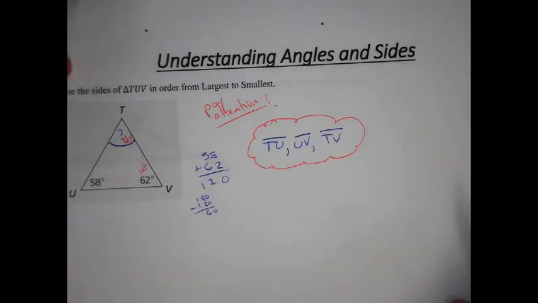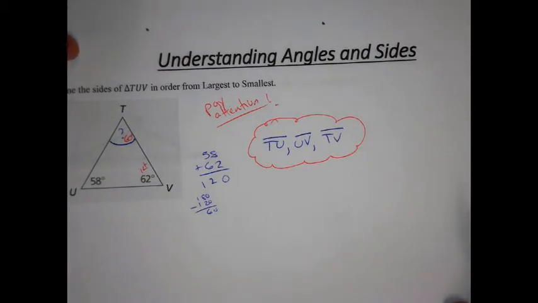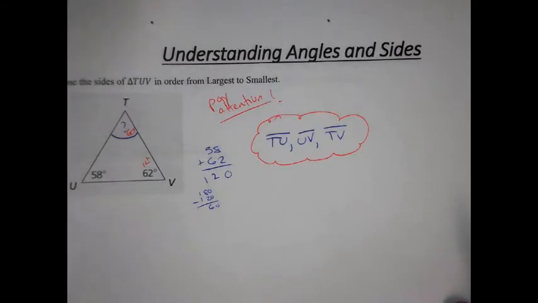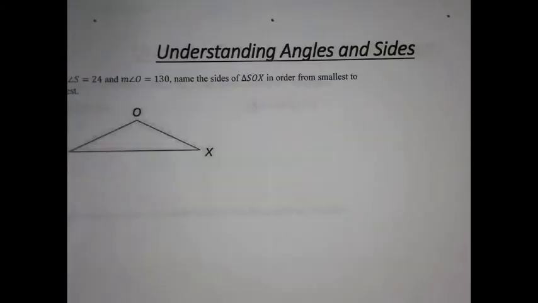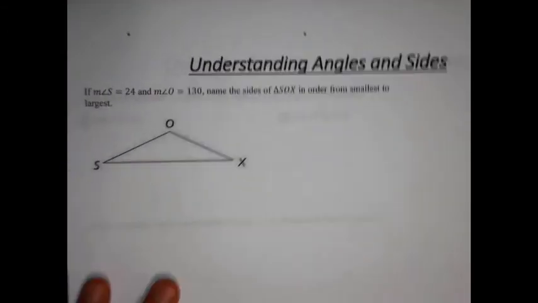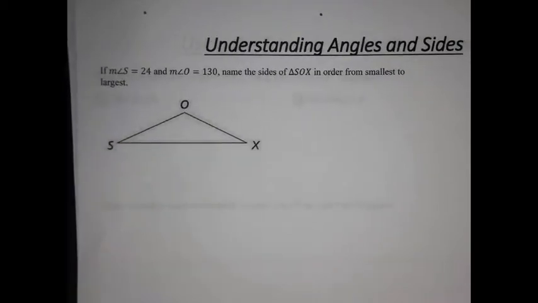Okay? So that's how that one works. Moving on. More examples, cats. You got it. So here's another triangle. The measure of angle S is 24. The measure of angle O is 130. Name the sides of SOX in order from smallest to largest.